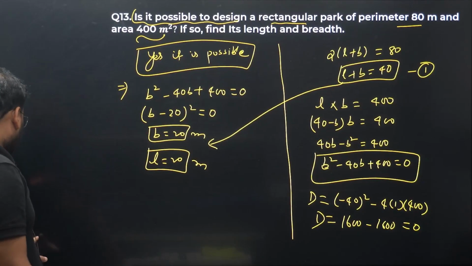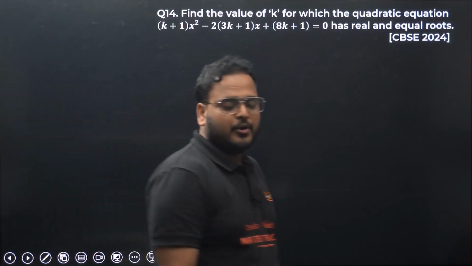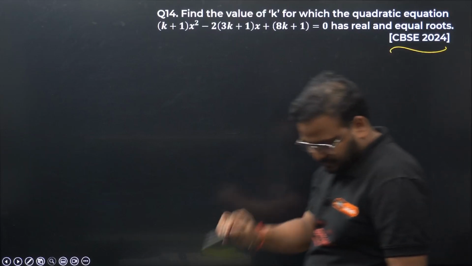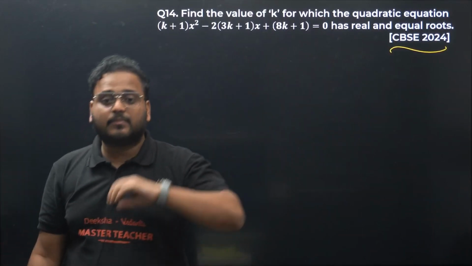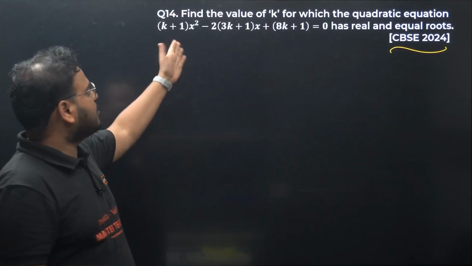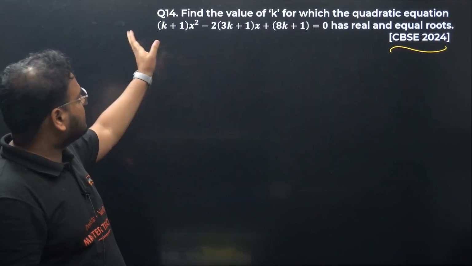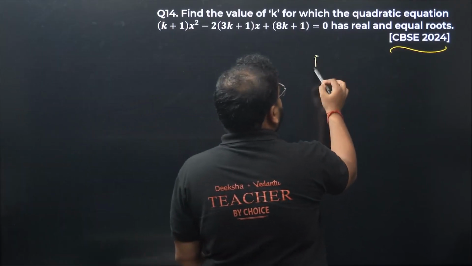Moving on now. 13th was a beautiful question. Now a PYQ from the CBSE 2024 paper. You can see different varieties of questions are there. Some of them are competency based, some of them are simply formula based. Again, this is also a formula based question. Find the value of k for which the quadratic equation has real and equal roots. Real and equal, so D is equal to 0.